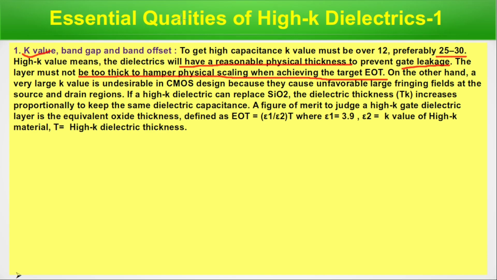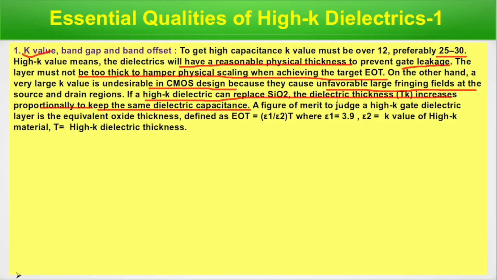On the other hand, a very large K value is undesirable in CMOS design because it causes unfavorable large fringing fields. K means how much charge it can store. A very high K can create a high field. Unfavorable large fringing fields can hamper the action of the source and drain regions. If a High-K dielectric replaces silicon dioxide, the dielectric thickness increases proportionally to keep the same dielectric capacitance.